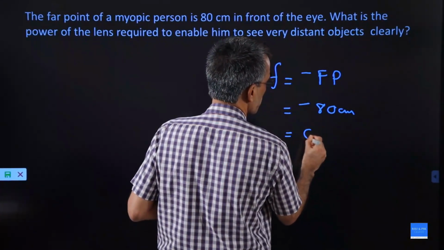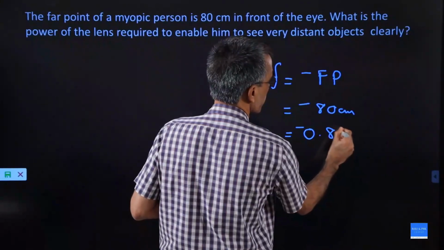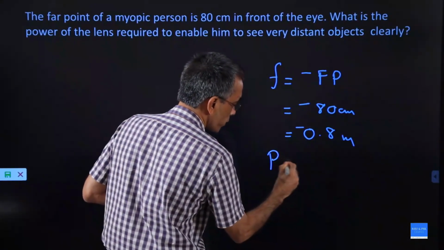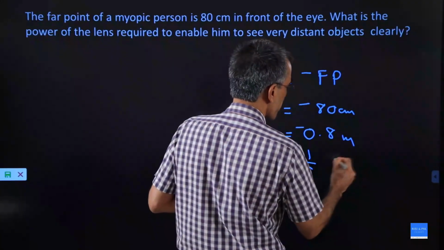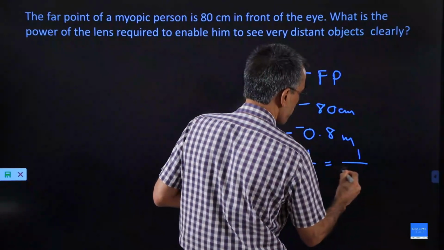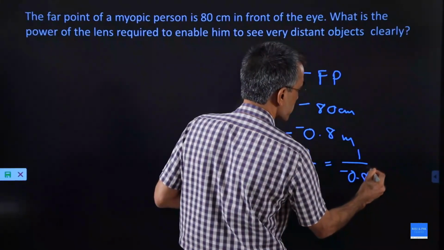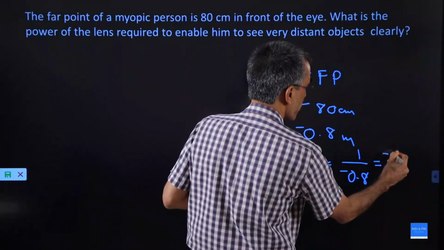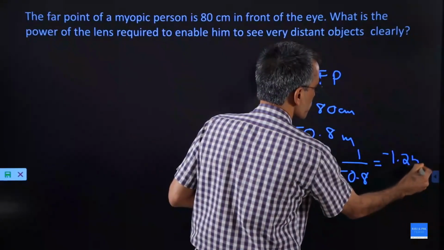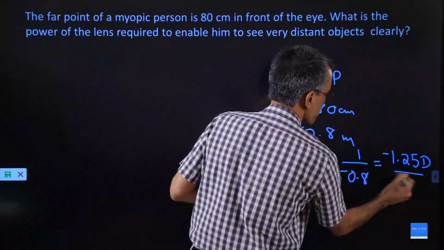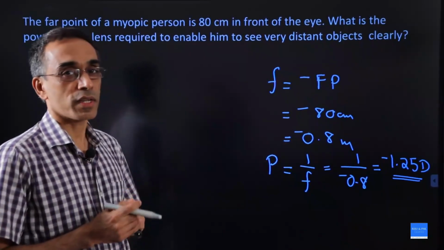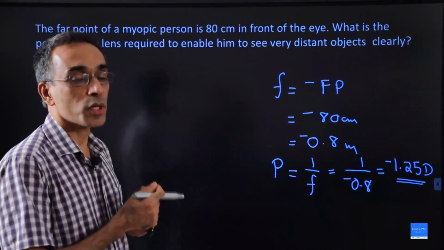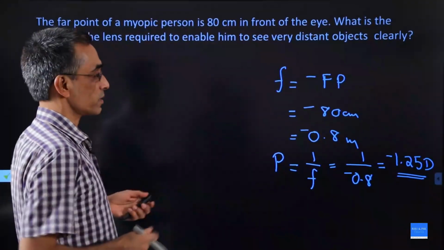This is equal to minus 0.8 meter, and we want the power of the lens. Power is given by 1 by f, and that is 1 by minus 0.8, and this gives you minus 1.25 diopter. Minus indicates it's a concave lens. You studied that correction of myopia is by using a concave lens.